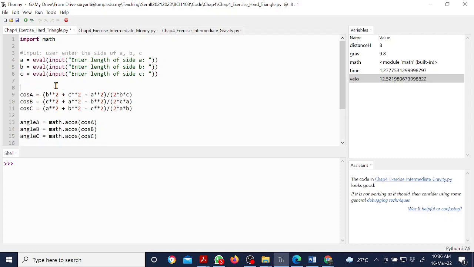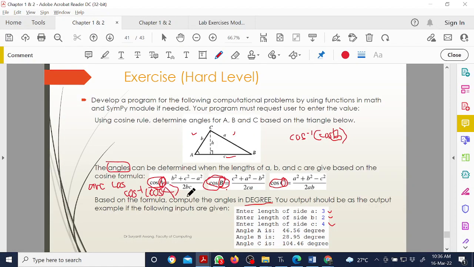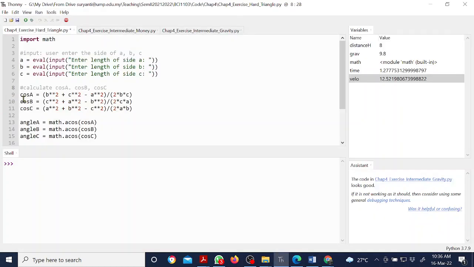Okay. And then after that, I'm going to calculate cos A, cos B, cos C. So I will calculate cos A, cos B, cos C based on this formula. Based on this formula, cos A equal to B square and so on. So I will calculate cos A equal to B power of 2 plus C power of 2 minus A power of 2 divide by 2 times B times C. For cos B, I will use that formula as well, and then for cos C, I will use the formula for cos C.